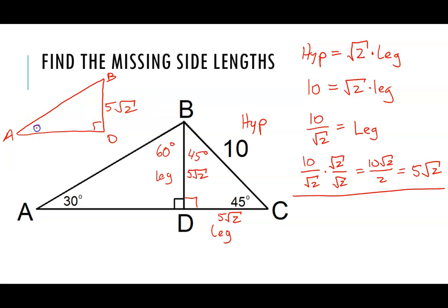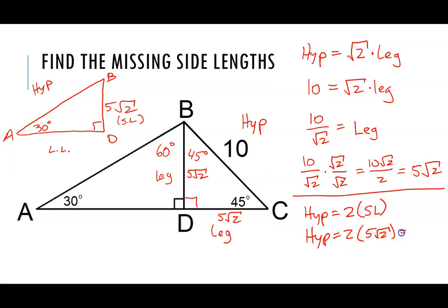Now, in this triangle, AB would be the hypotenuse, BD would be the short leg, and AD would be the long leg. So we actually have the short leg. We can use that short leg to solve both of the other two sides. I always start with the hypotenuse since that's the easier one. So for a 30, 60, 90 triangle, the hypotenuse is just simply 2 times the short leg. So that's easy. The hypotenuse of this would be 2 times 5 square root 2. The 2 times the 5 can multiply together, and that would just be equal to 10 square root 2.